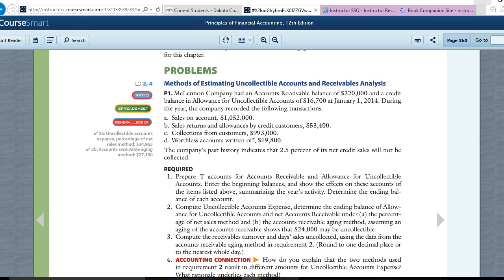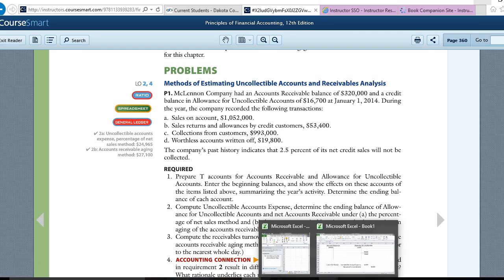The first job is to prepare T accounts for the accounts receivable and allowance for uncollectible accounts. Enter the beginning balances and show the effects on these accounts of the items listed above, summarizing the year's activities. So the first thing we're going to do is create T accounts. Are your T accounts listed for you? So do you have accounts receivable and allowance in P1?